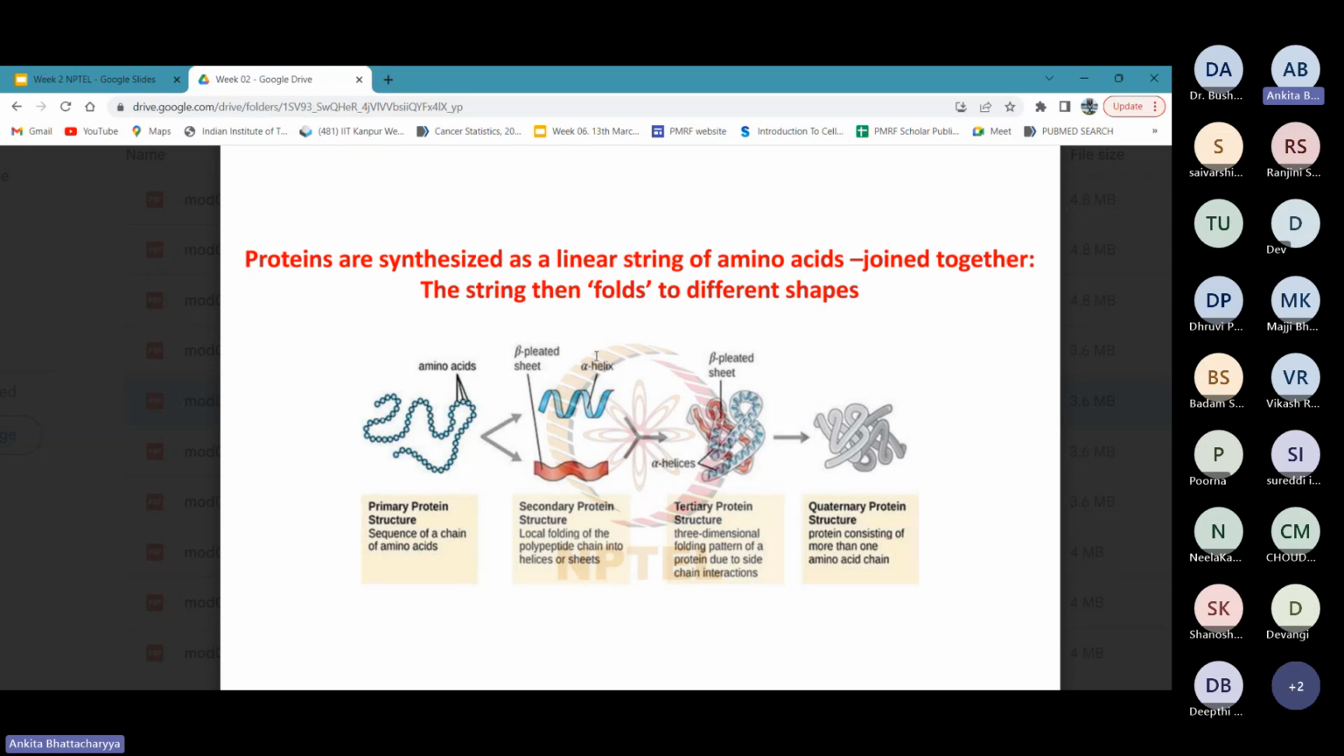The first stage, or the least complicated stage, is known as the primary protein structure, where you just have a continuous stretch or a chain of amino acids. Next is the secondary protein structure, where some regions of the protein fold into two distinct structures. One is the alpha helix, the other is the beta sheet. So these are two types of secondary structural motifs that you can find.